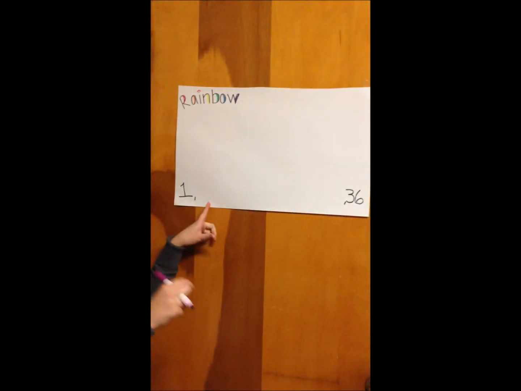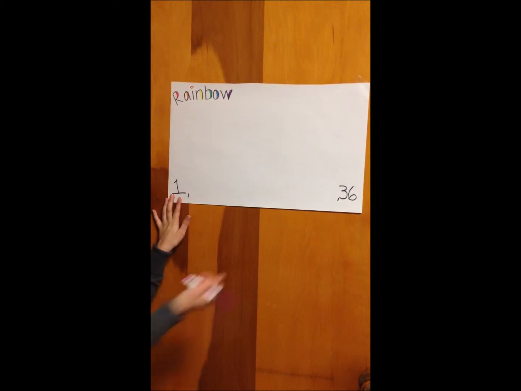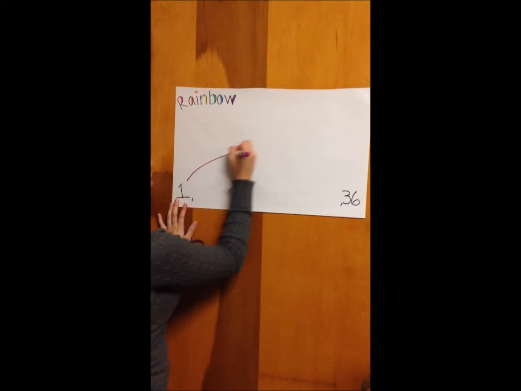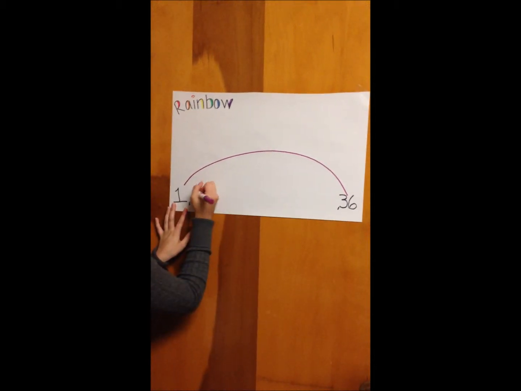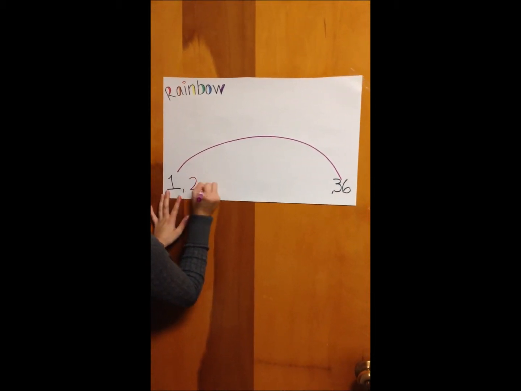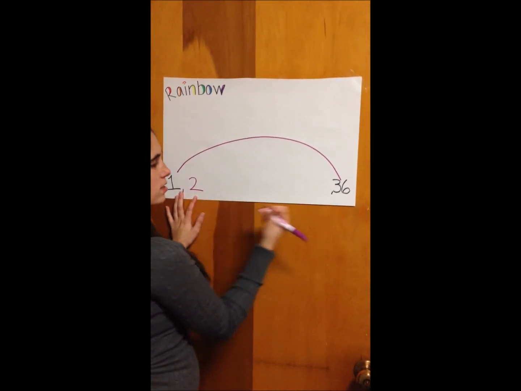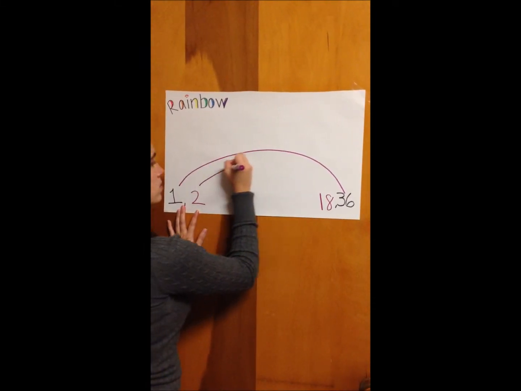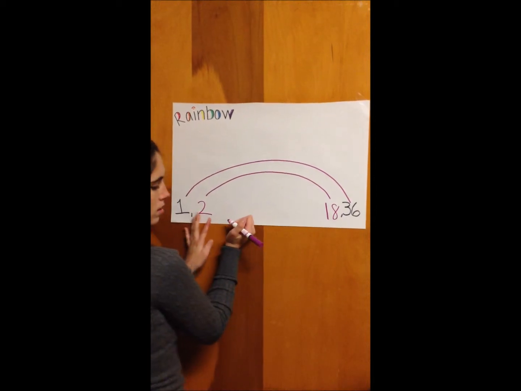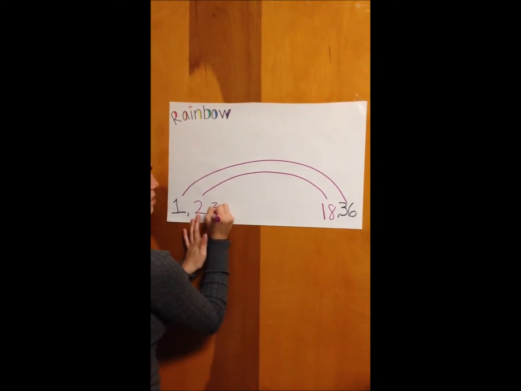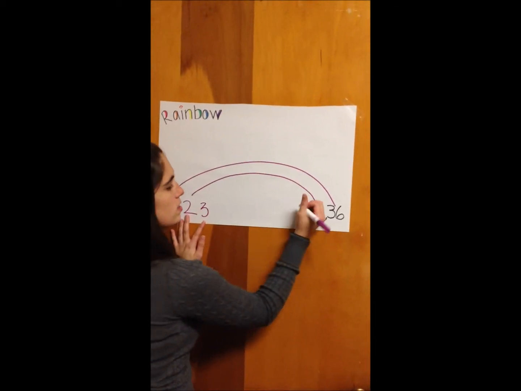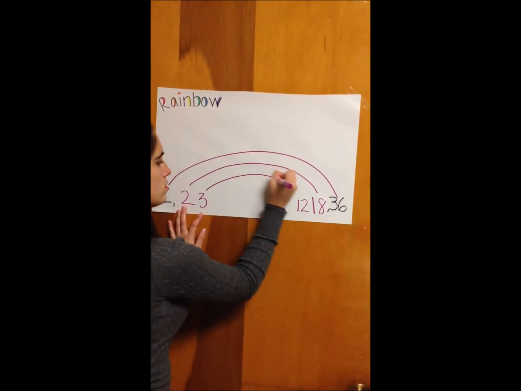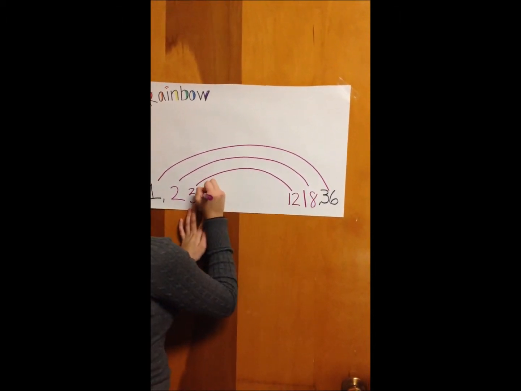So let's do the rainbow. 1 times what is 36? 1 times 36, so let's draw our little line. Okay. So 2 times what is 36? 18. Okay, so write our 3. 3 times what is 36? We know that's 12. Draw your line, okay.